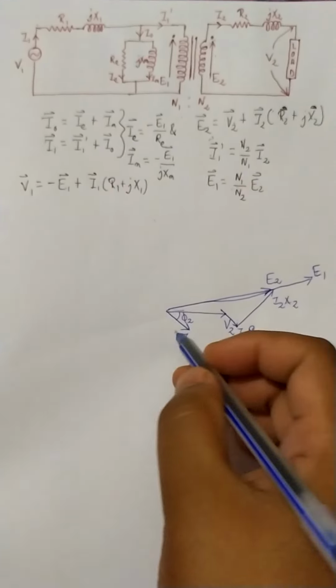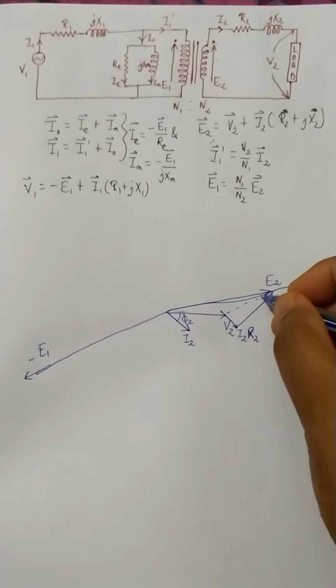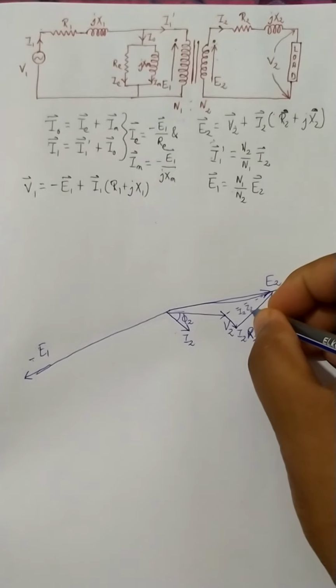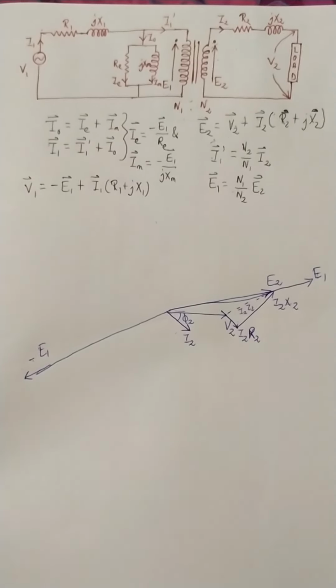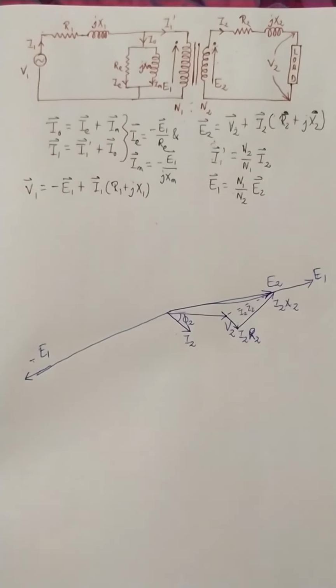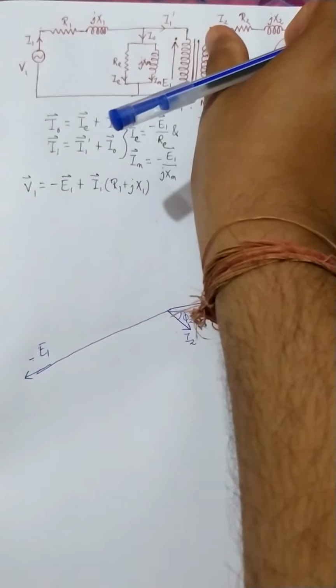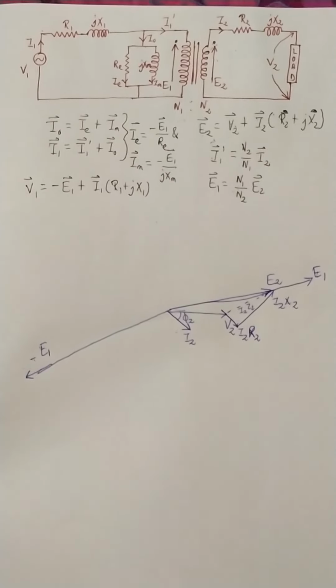So far I was on the secondary side. So from that I would be coming towards the primary side. And by the way, if I join this, this should be I2 into Z2, that is the voltage drop across the impedance. Which impedance? This R2 plus jX2 impedance.